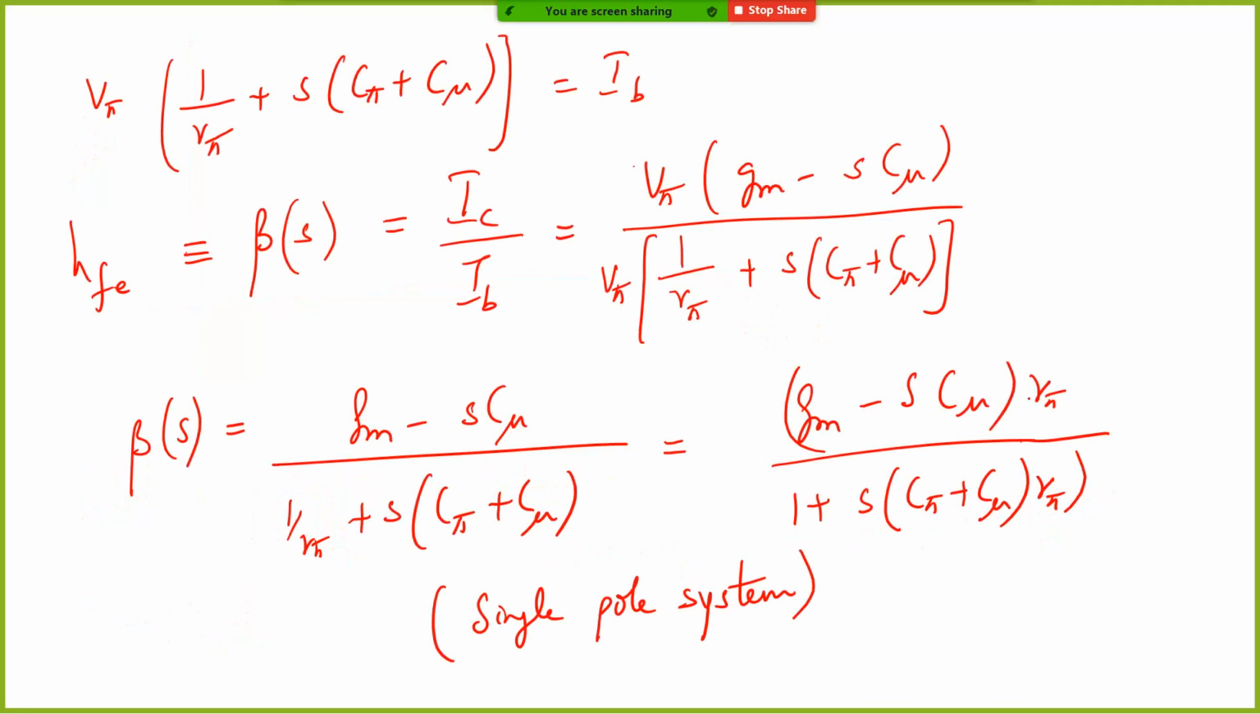Okay. So now if you take this equation, what is the omega P of this particular system? 1 by (C pi plus C mu) into R. Exactly, it is minus 1 by (C pi plus C mu) into R pi. So this is the pole location. This also turns out to be the 3 dB frequency. So have you come across that? 3 dB bandwidth? No, sir. Okay, fine. All right.